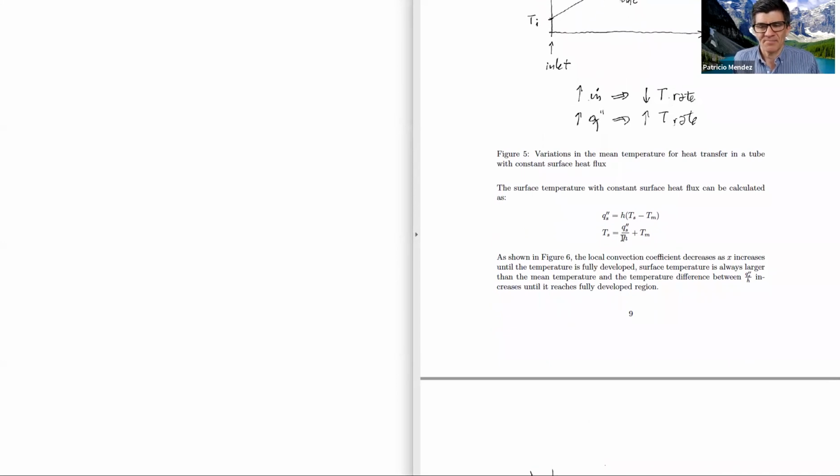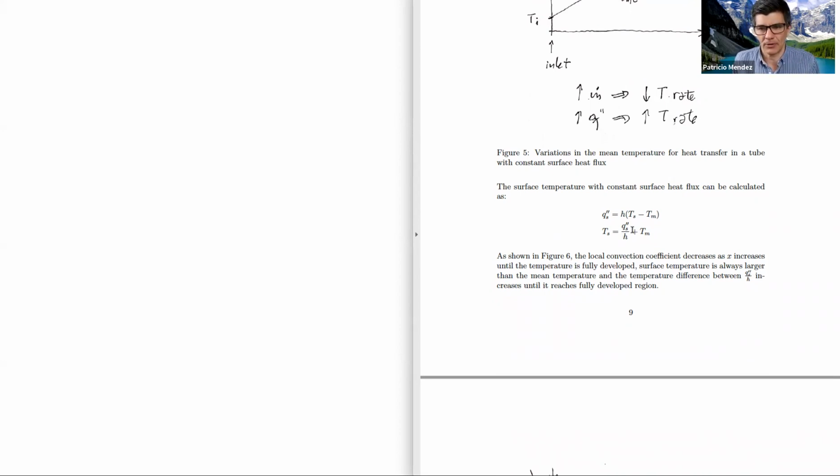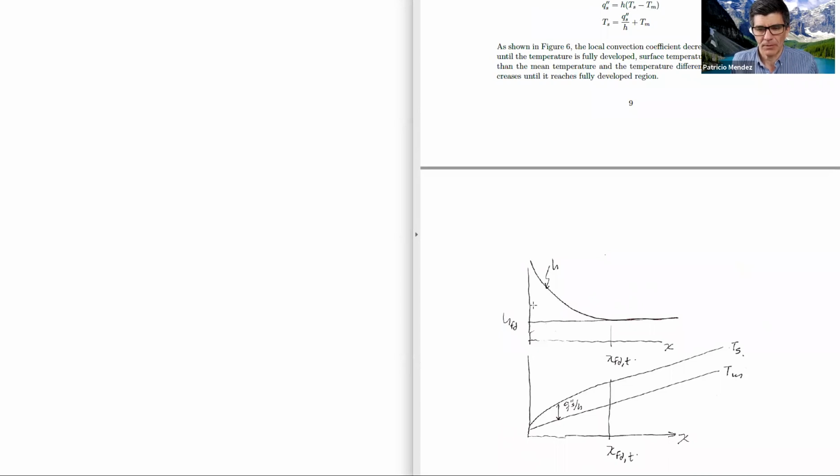We also said that the local convection coefficient was high near the entry of the tube, because it's the entry length, and then it gets to a constant value. For that reason, let's use the pointer here. Inside the tube, we would have a high convection coefficient at the entry. It gets down until it reaches a steady state value at the thermal entry length, and then it stays constant.